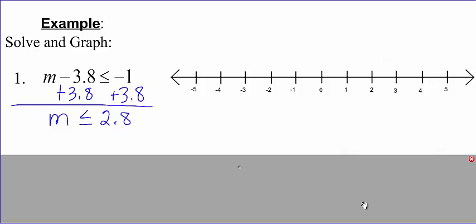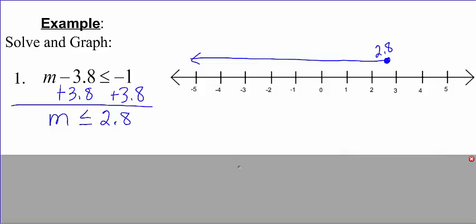Now we want to graph that solution. So you find 2.8 on your number line. We're going to use a closed circle because of the less than or equal to. The equal to part indicates that you would use a closed circle, and that line underneath is the equal to part. And the direction of our arrow is going to go in the direction where the numbers are smaller than 2.8. So that would be to the left. So our graph would look like this.